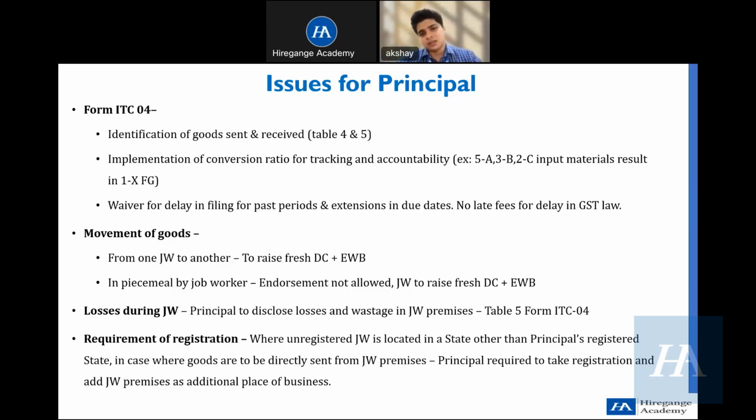Earlier in the excise regime and service tax regime, the piecemeal basis movement of goods by the job worker was allowed through endorsement of the DCs, but that would not hold good in GST. Job worker will again have to raise a fresh DC and EWA bill.